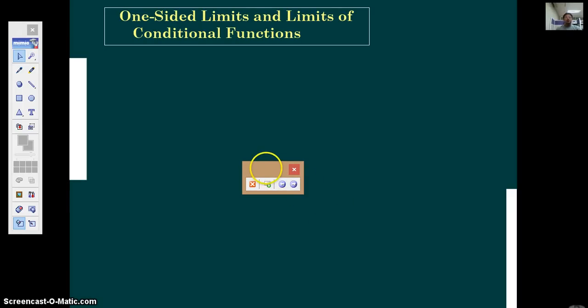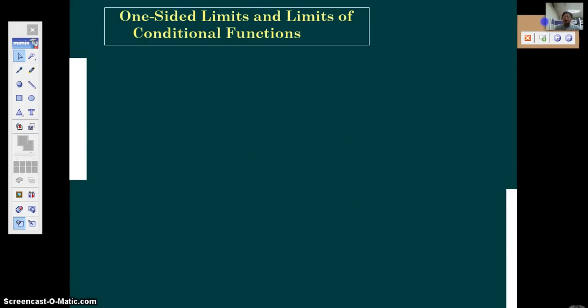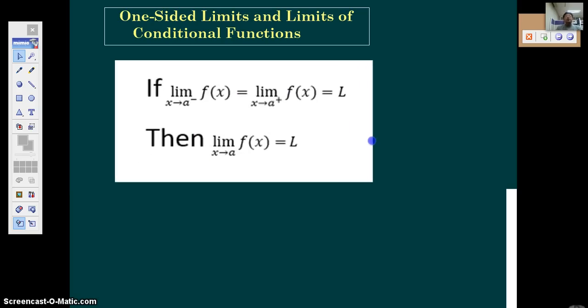Hello, seniors. This lesson is about one-sided limits and why they are very important in finding limits of conditional functions. First, let's recall the two important theorems regarding one-sided limits.